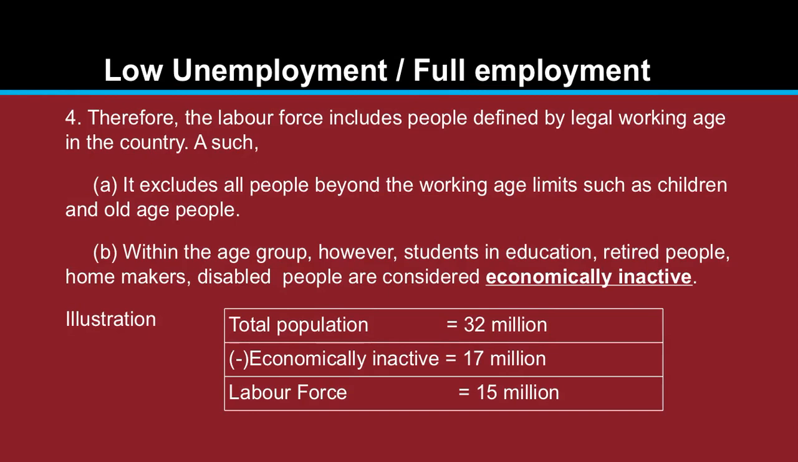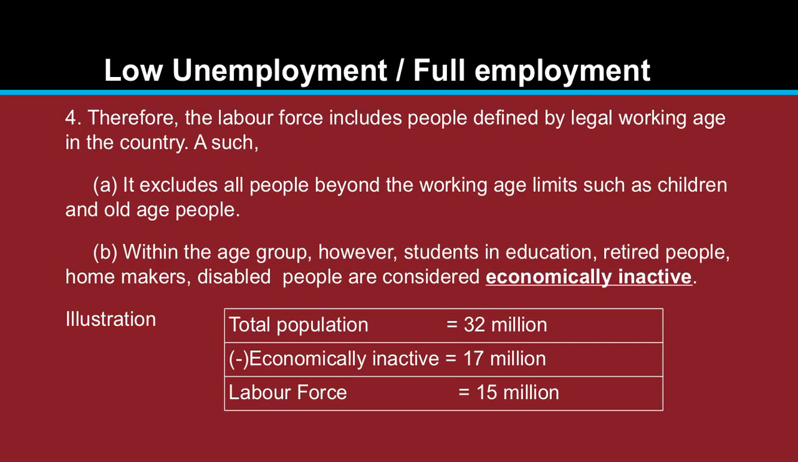Therefore, the labor force includes people defined by legal working age. As I mentioned earlier, legal working age means from 16 to 64. Internationally, the recognized legal working age is 16 to 64. In the case of Malaysia, it's from 16 to 60 only. But internationally, we see the legal working age range will be from 16 to 64 years.